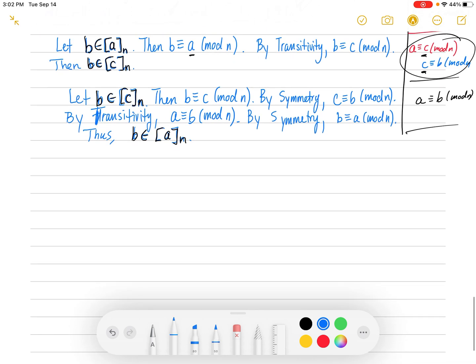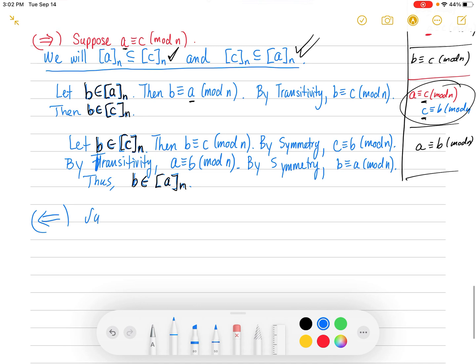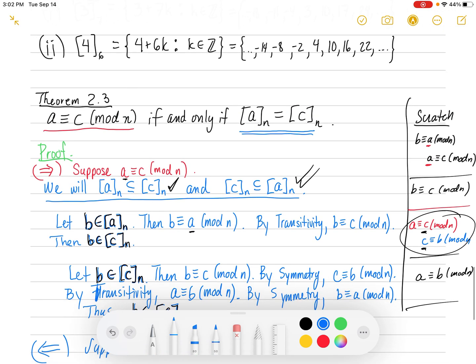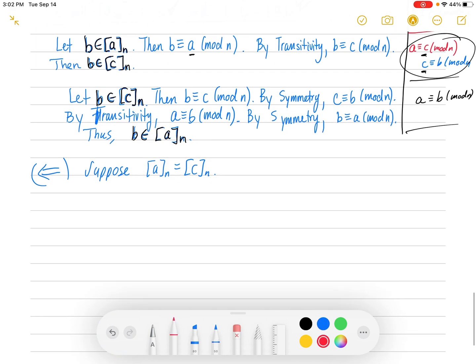So now we want to start with the blue. We want to work backwards. I'll do my backwards proof now. Let's suppose A's congruence class mod n is equal to C's congruence class mod n. So what do we want to prove? We want to prove the red, that A is congruent to C mod n. Right now we're at the set level, so we want to get to the elemental level. So we're going to take an element of one of our sets. Let's call it B. Let B be an element of the congruence class of A mod n. But wait a minute, A's congruence class is equal to C's congruence class by assumption.